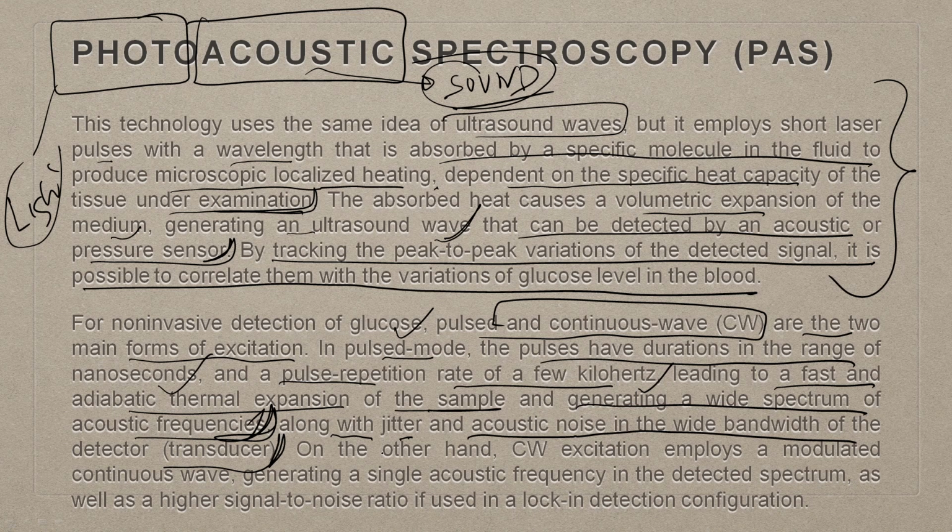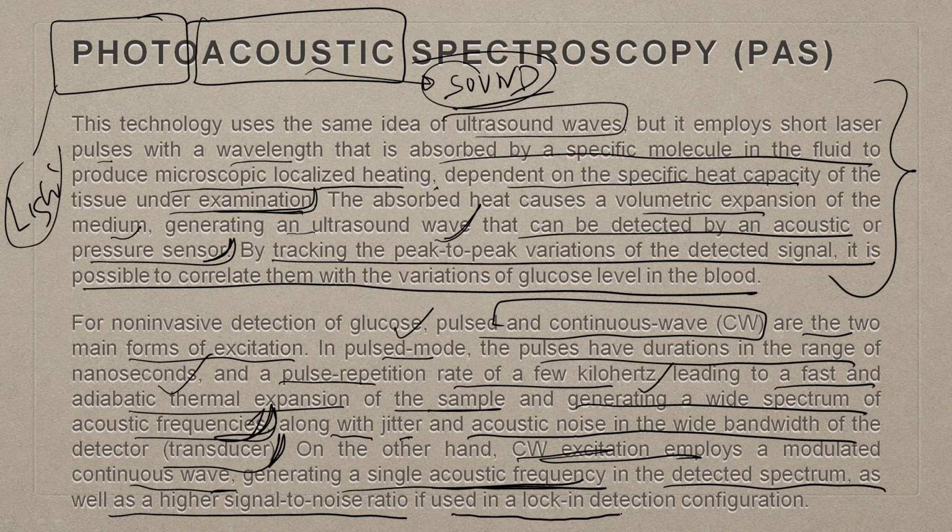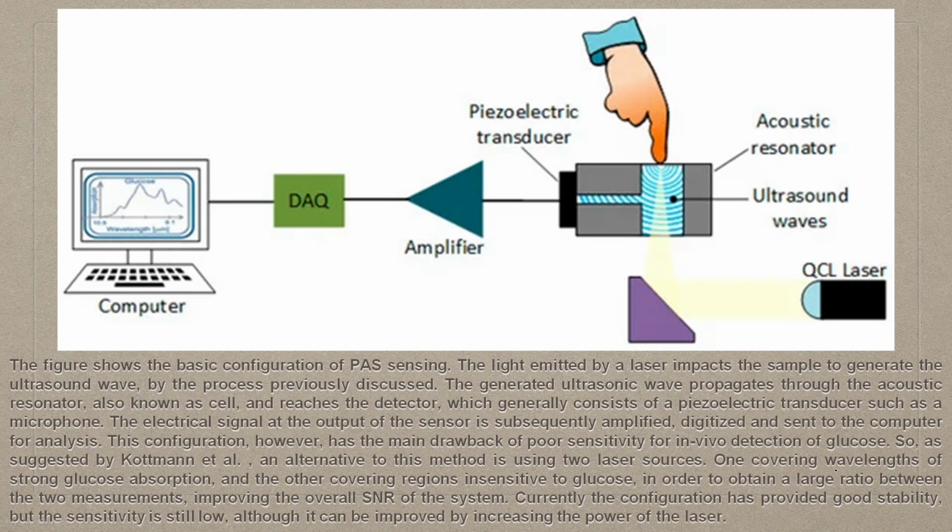On the other hand, continuous excitation employs a modulated continuous wave, generating a single acoustic frequency in the detected spectrum, as well as a higher signal-to-noise ratio if used in a lock-in detection configuration. These are different configurations, but what is most important for you to understand is how one can integrate two different kinds of waves, a radiation and a mechanical wave, in order to detect a molecule. These kinds of things are pretty interesting.